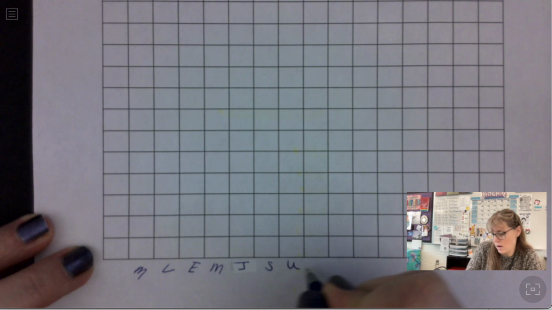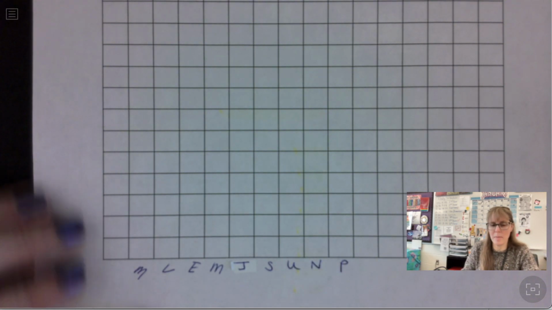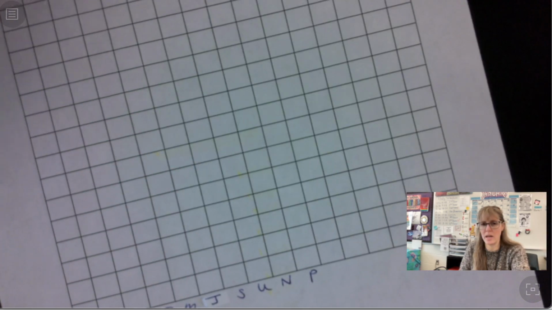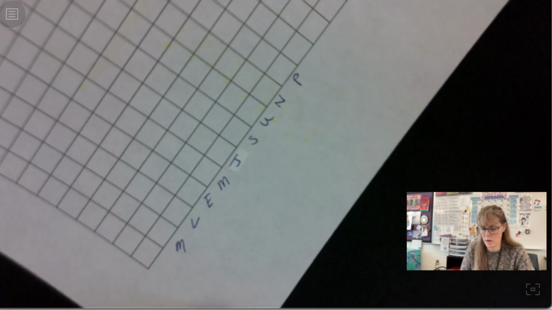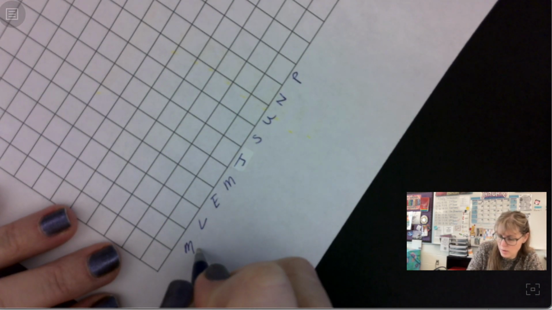Sent us 9 pizzas. So I'm going to turn my paper so that I can write, so I can actually read it. It is always okay to just turn your paper if you need to, so that you can read it. So I'm going to do these all at an angle, okay, because that's how I wrote it.